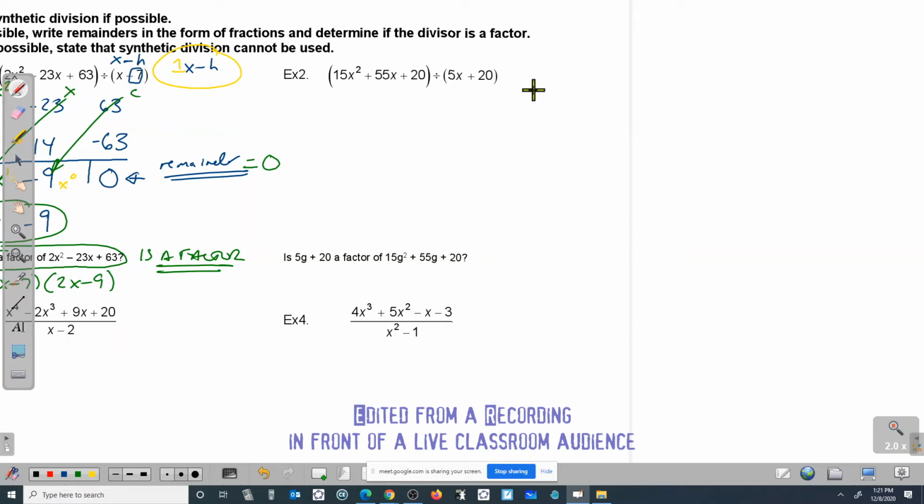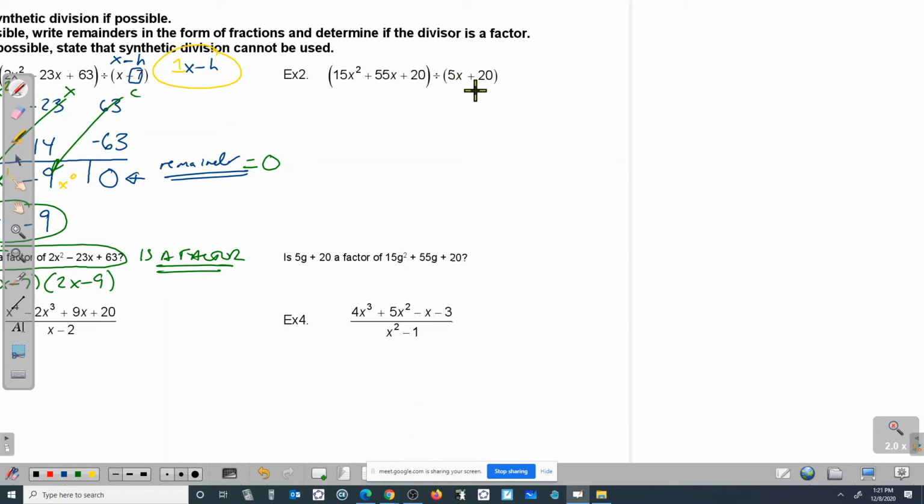You have to be able to divide by a linear binomial. Is this a linear binomial? Yes. Has it got two terms? Yes. Now, some of you are going to say you can't do it because there's a 5 in front of the x. You get divided by 5, and you get divided by 5. There won't be a 5 in front of that x.